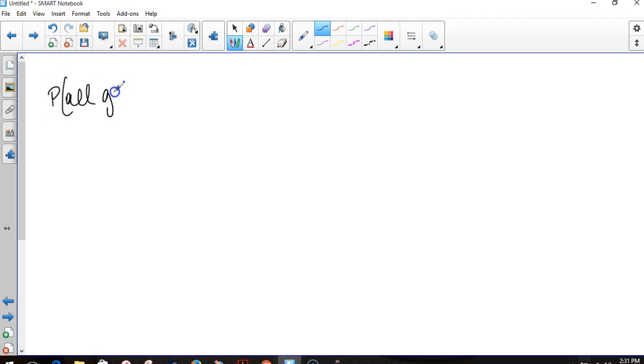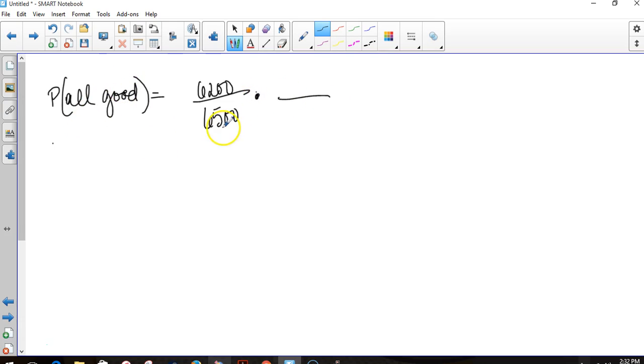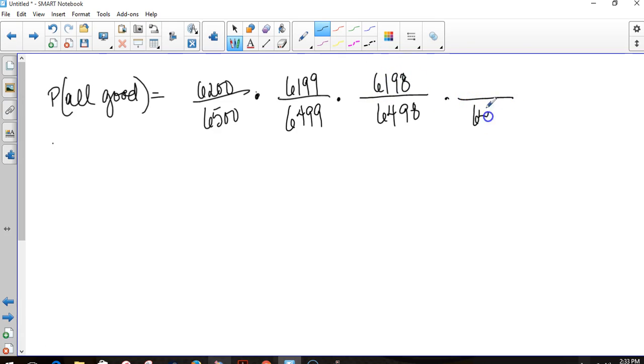So if they're all good, I have 6,500 to choose from. 300 are defective, so that means that 6,200 are good. Now, if you're going to take a tire out and put it on the car, when you go back in to pick out another one, you can't include the one that's already on the car, right? So now you've got 6,499, and assuming that we got what we wanted the first time, there's 6,199 that are still good. And I go in and I get the 3rd tire, and I go in and I get the 4th tire.